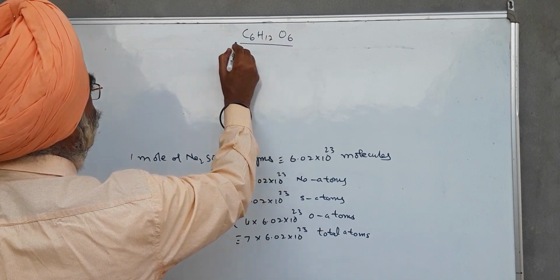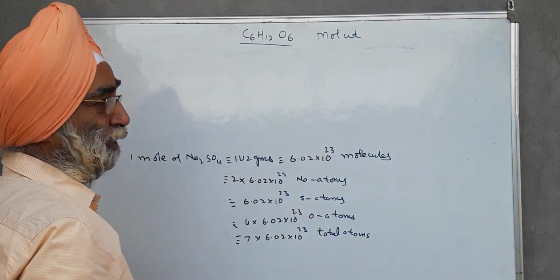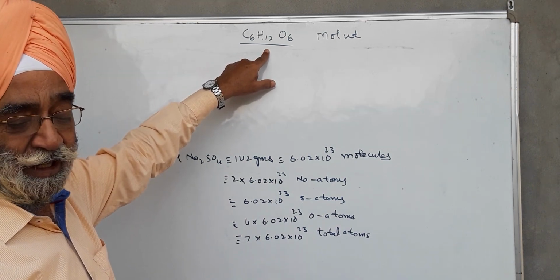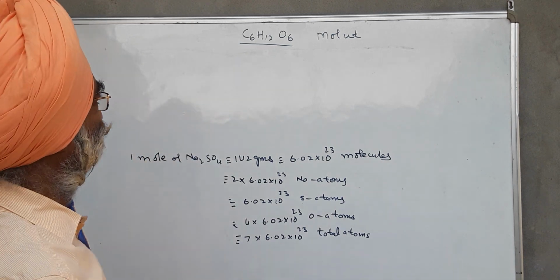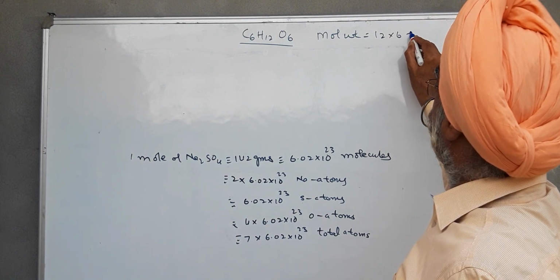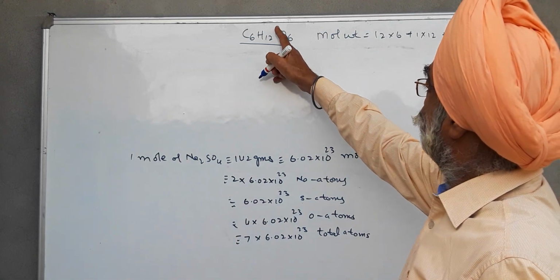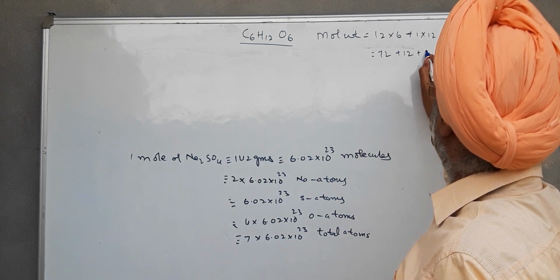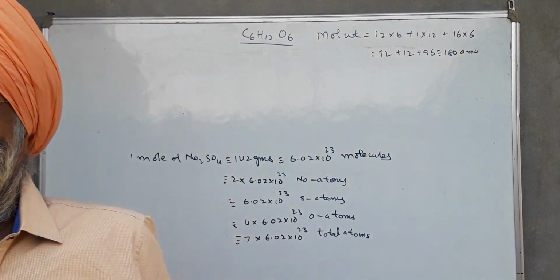We have C6H12O6. Its molecular weight. You know, we cannot name it by looking at it. It may be glucose, it may be fructose, it may be mannose, it may be galactose, it may be formose, and so on. Molecular weight 12 into 6 plus 1 into 12 plus 6 into 16 or 16 into 6, 72, 12, 96, and it is 180 atomic mass units.